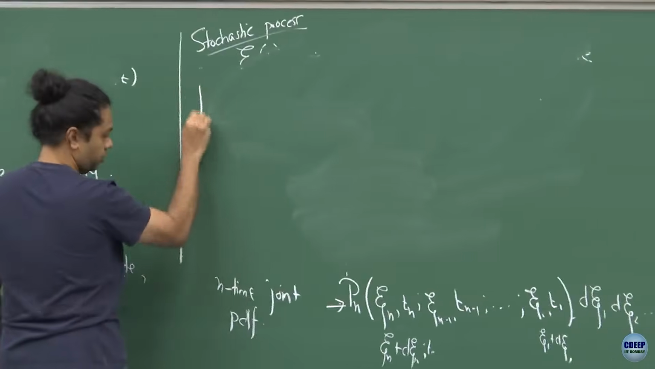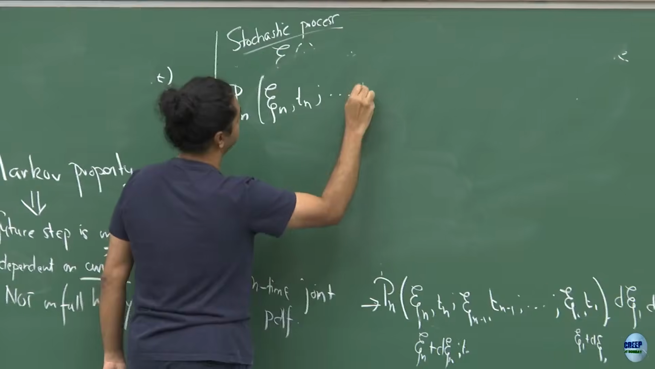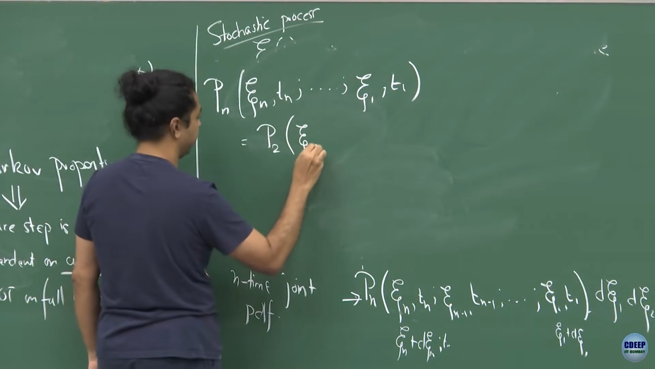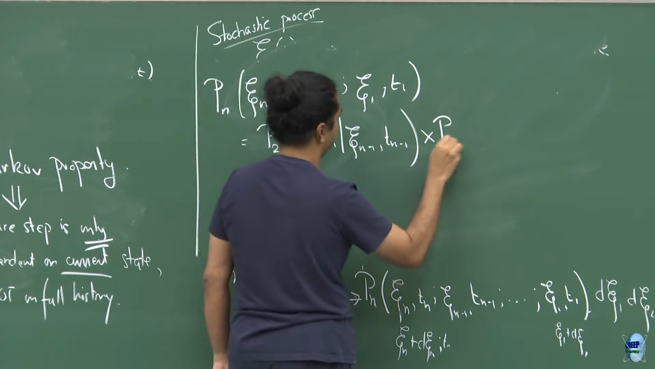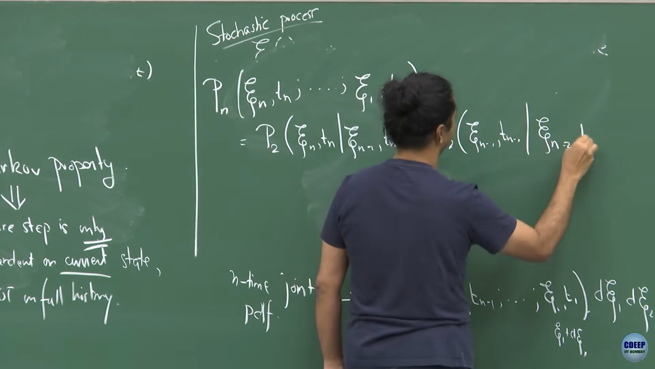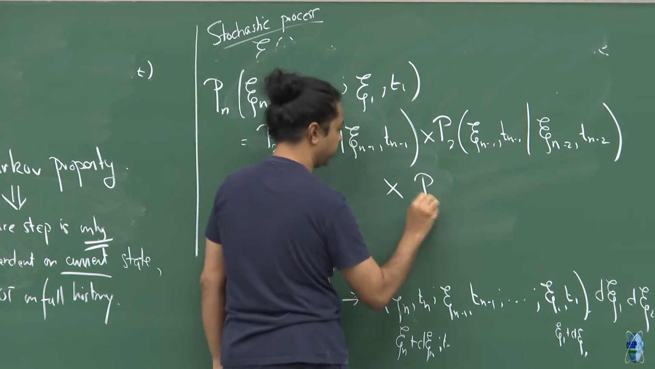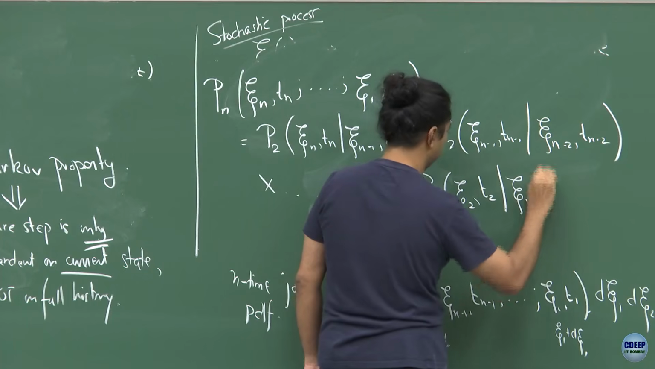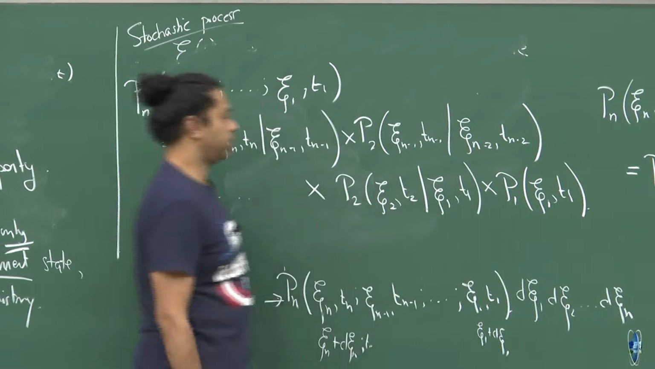So, you can do this iteratively to get this n-time joint probability distribution, xi n Tn all the way up to xi 1 T1, as P2 of xi n Tn given xi n minus 1 Tn minus 1, times P2 of xi n minus 1 Tn minus 1 given xi n minus 2 Tn minus 2, times all of these P2s, times P2 of xi 2 of T2 given xi 1 of T1, times finally this one-time probability P of xi 1 of t1, right.